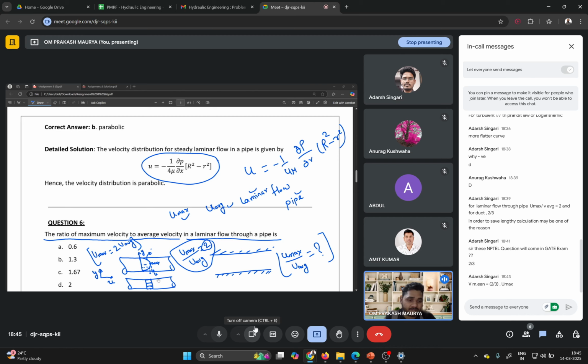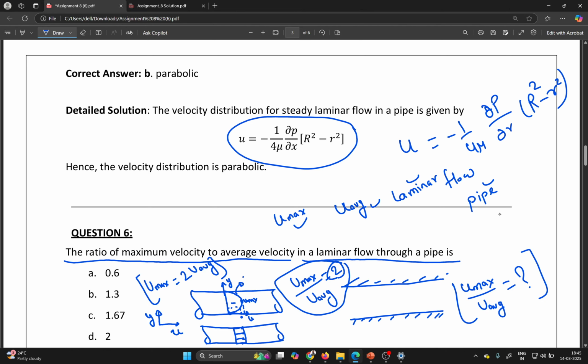So U max by U average, okay. Others are telling 3 by 2. Other students, please also tell. So remember please, in case of flat plate, the value will be 1.5. Always remember.